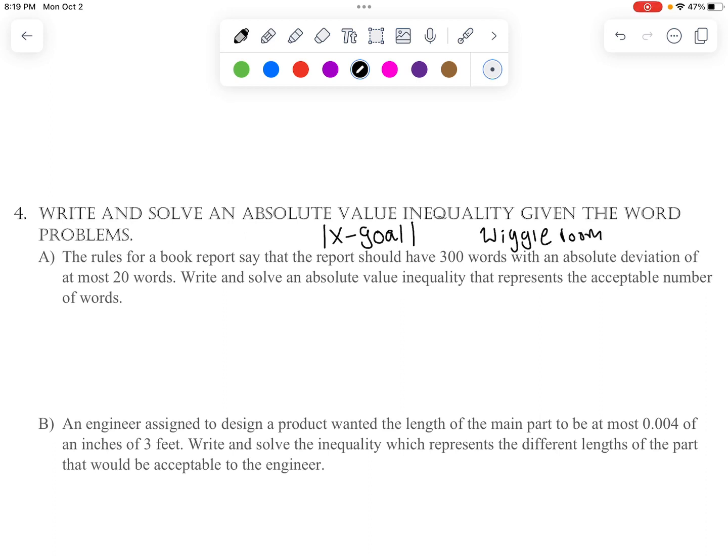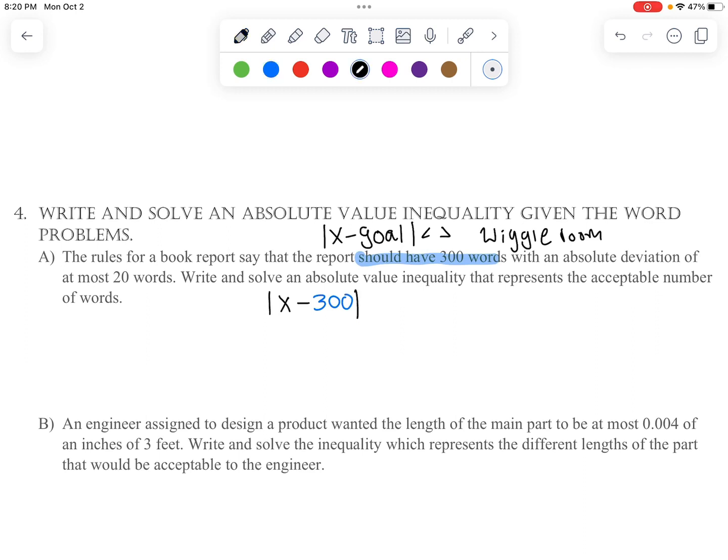But we will have some sort of inequality in between. Okay, and that just depends on the wording. Okay, so reading this first word problem, the rules for a book report say that the report should have 300 words. So that tells us that's our goal. We want our book report to have roughly 300 words.